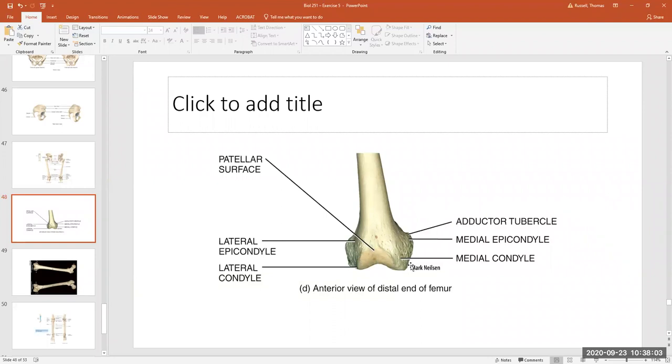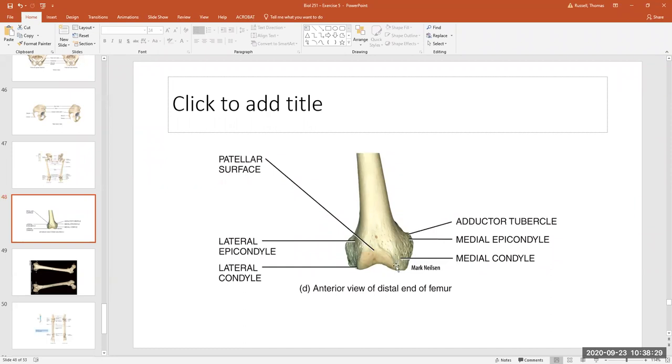Notice these bulgy areas off to the side. So the bulgy part at the very bottom, you can't see it too well from the anterior view. You can see it better from a posterior view. That's called the condyle. So we always have what's called a medial and a lateral condyle. The bony projections above it are called the epicondyles.